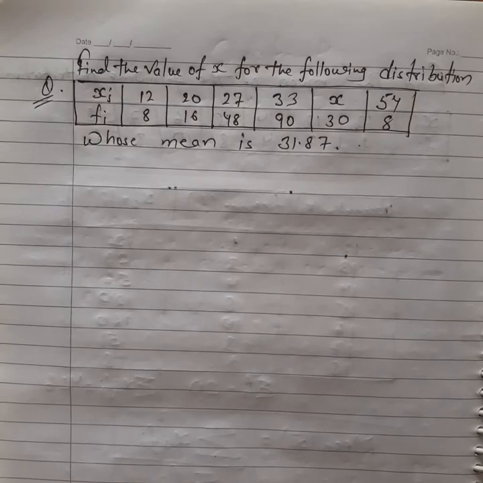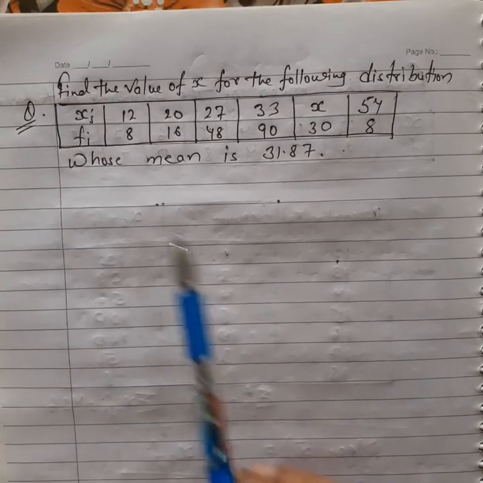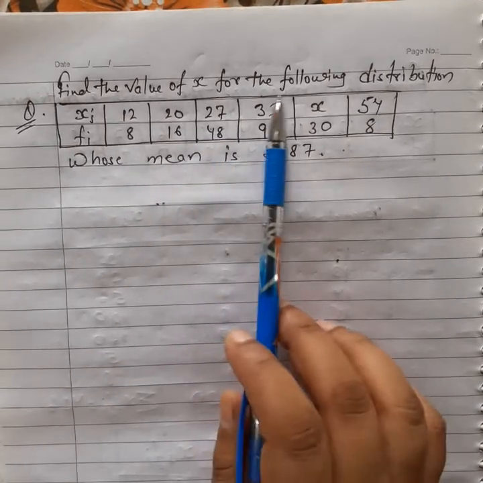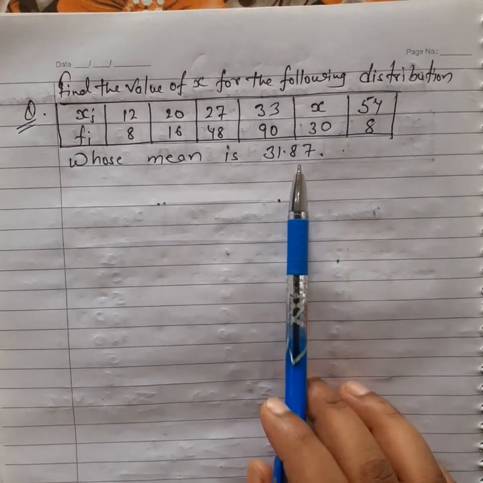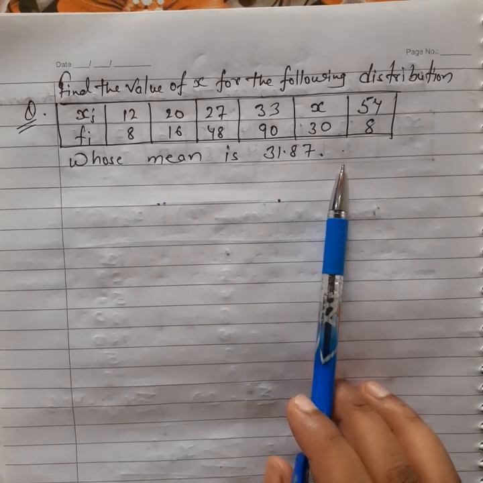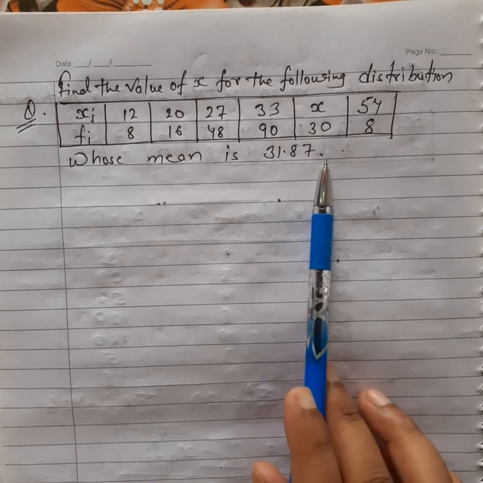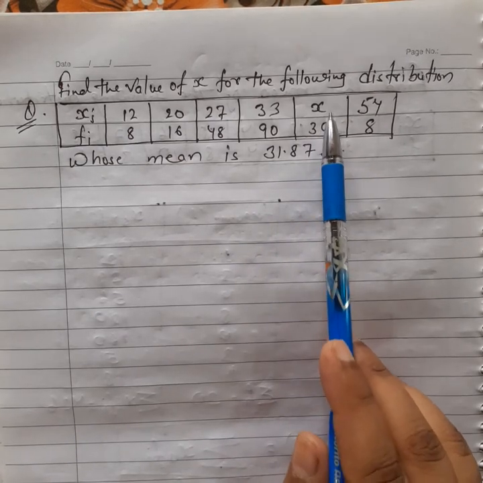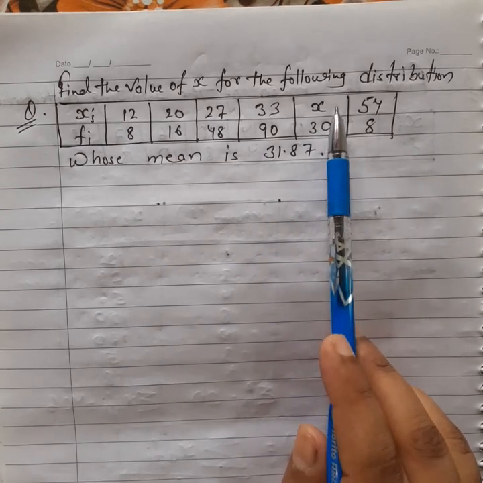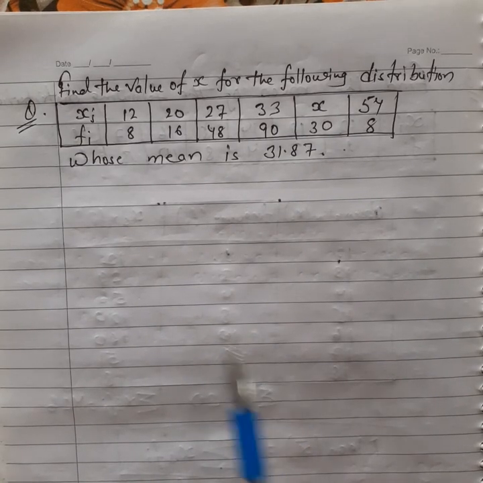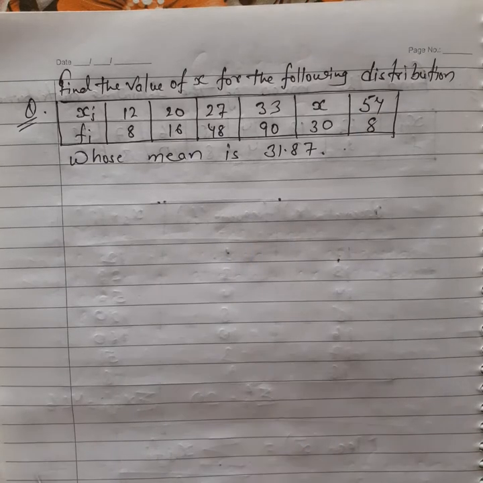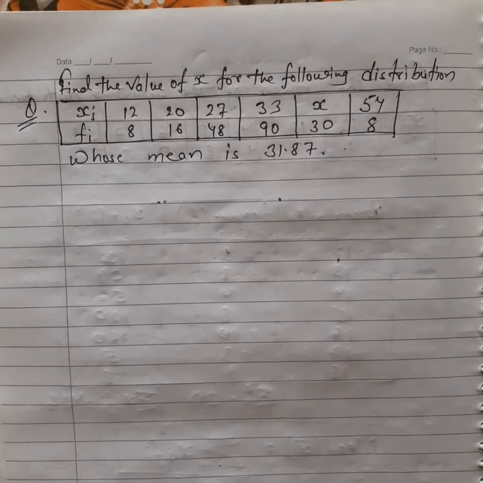Here we have another table. Find the value of x for the following distribution whose mean is 31.87. Here the mean is given. What do we have to find out? We have to find out x. What do we have to do first? Again we have to make a table.